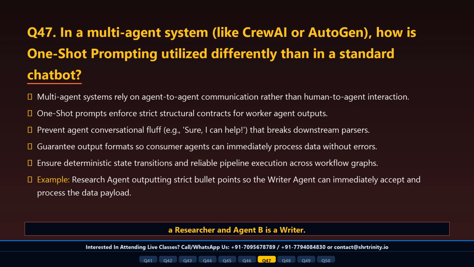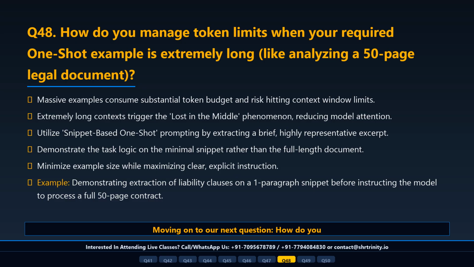One-shot prompting in multi-agent designs is all about maintaining structural determinism across autonomous nodes. Moving on to our next question, how do you manage token limits when your required one-shot example is extremely long, like analyzing a 50-page legal document?